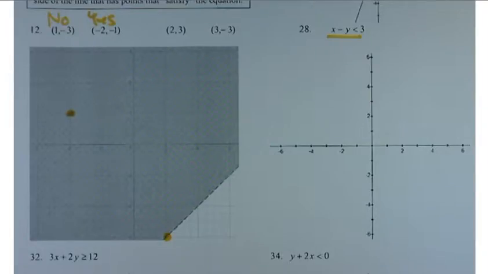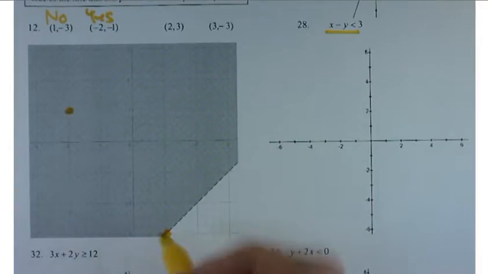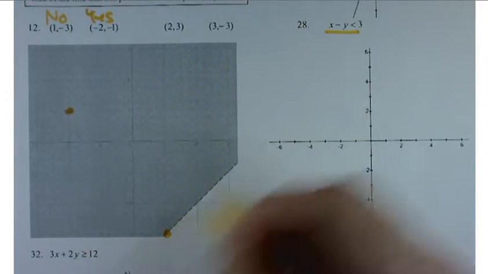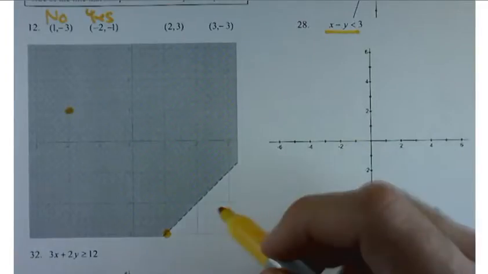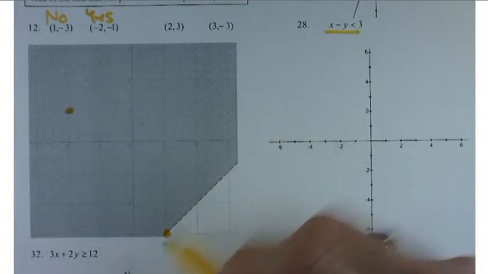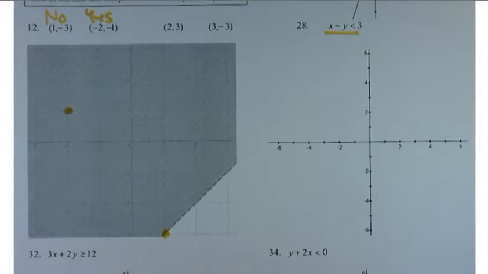Yes. It landed on a dotted line. If it landed on a solid line, then it would be true. So if it landed on a dotted line, it's false. If it landed on a solid line, it's true, because a solid line says we're actually including the edge. A dashed line says we're not.